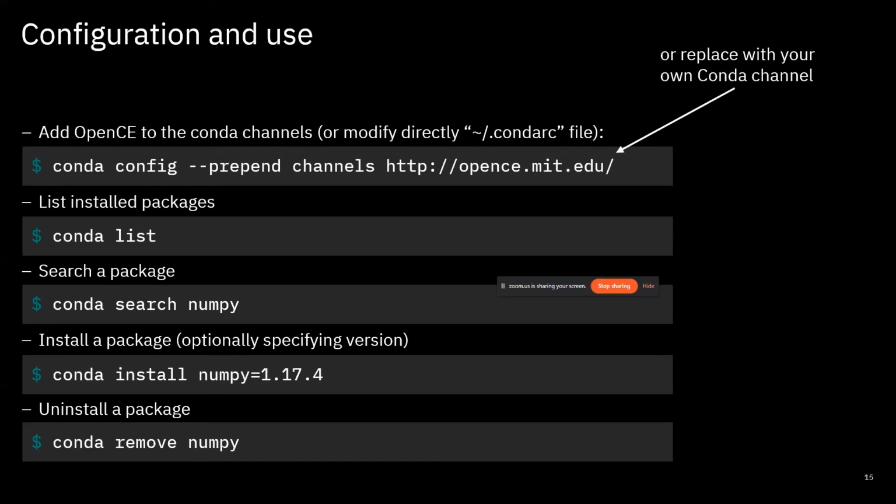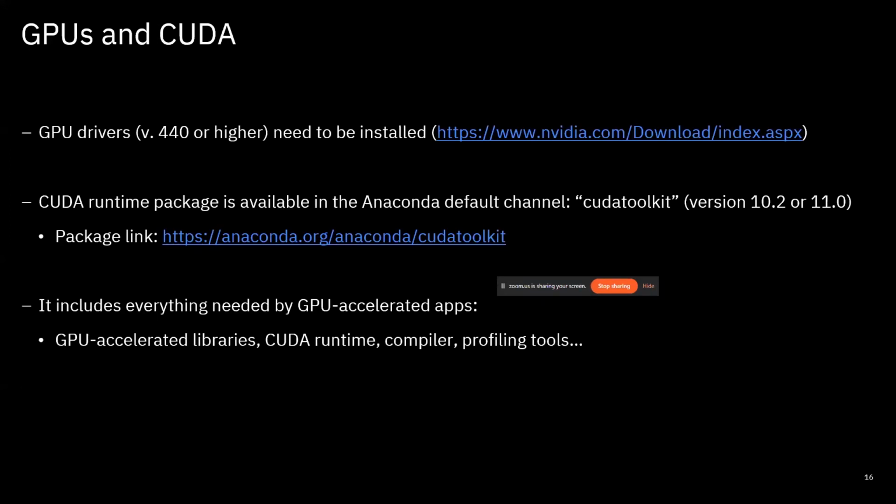What's really interesting with, okay, so let's mention GPUs first, sorry. As I said before, you have to install the drivers on your host system for the GPUs. And then the Anaconda default channel provides a package that is called cudatoolkit, which matches the CUDA version, so 10.2 or 11 for the latest ones. And it includes everything needed for apps to run using GPUs. So you have the CUDA runtime, you have NVCC compilers, it embeds profiling tools such as NVSight. So basically everything you need.